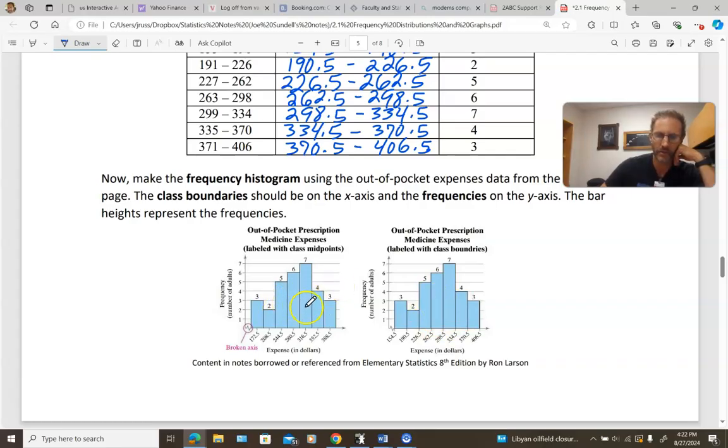Something very similar over here is another histogram, except these bars have been centered on the midpoints. Okay, and we could have drawn the midpoints in here too if we wanted to, but sometimes you'll see it done like this as well, labeled with class midpoints, okay, instead of the class boundaries.